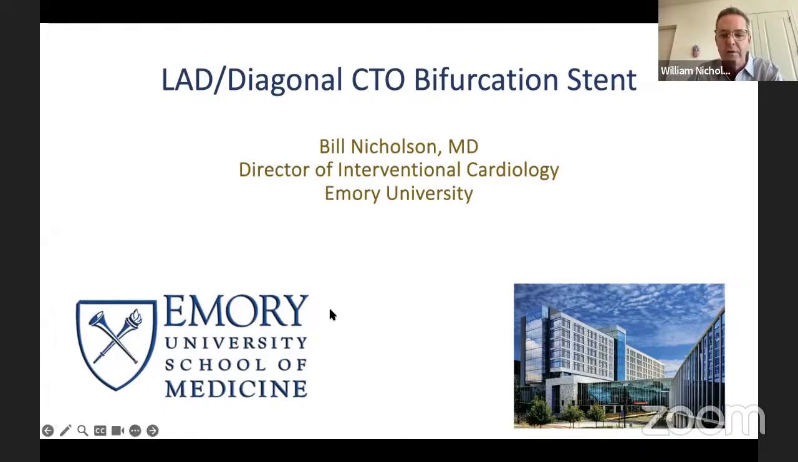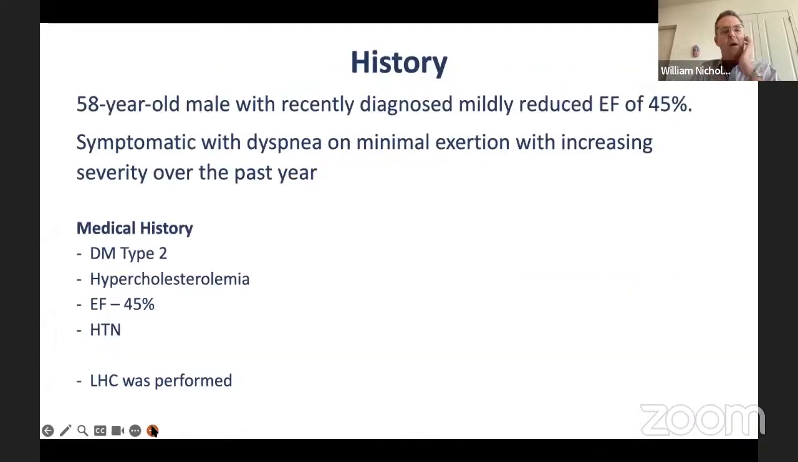I'm going to show you an interesting case. This is a 58-year-old gentleman that had a recently diagnosed reduced ejection fraction, mildly reduced at 45%. Had been having progressive dyspnea on minimal exertion with increasing severity over the past year or so coming into this case. Has a history, kind of the classic risk factors of hypertension, diabetes, and hypercholesterolemia.